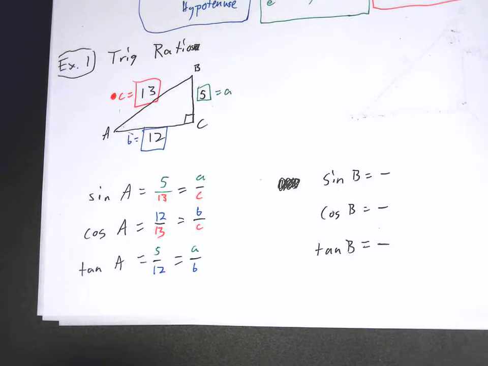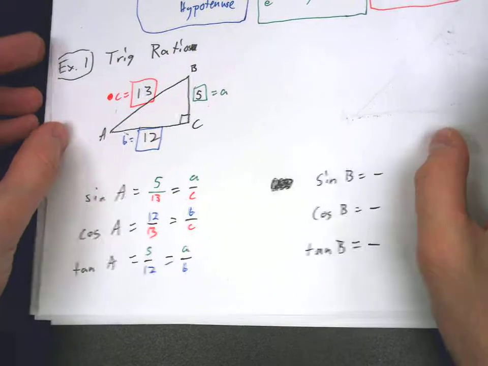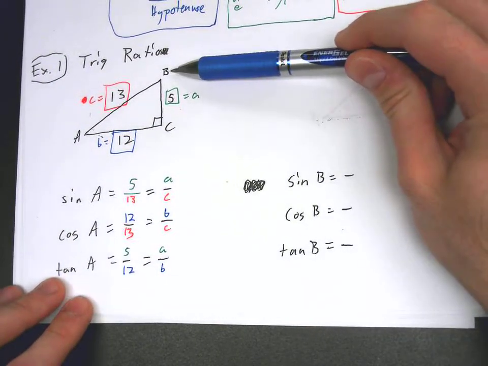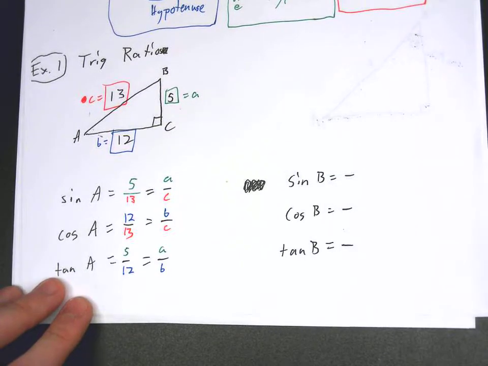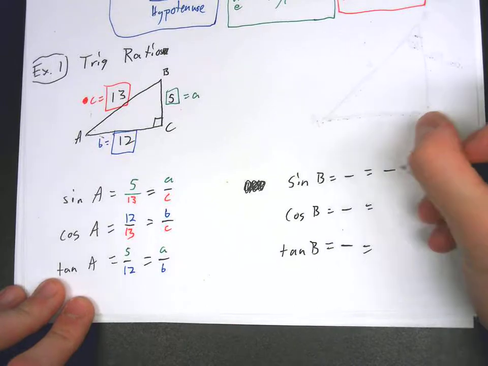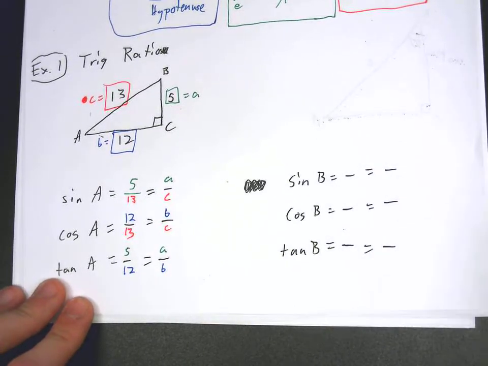Now, here's where this can get a little confusing, and that's when we switch the angle that we're looking at. So now we're going to look at the other angle that is not a 90-degree angle, and that's B. So I'm going to label these out the same way I did before, except I'm going to flip them because it's usually better to put the letters first.